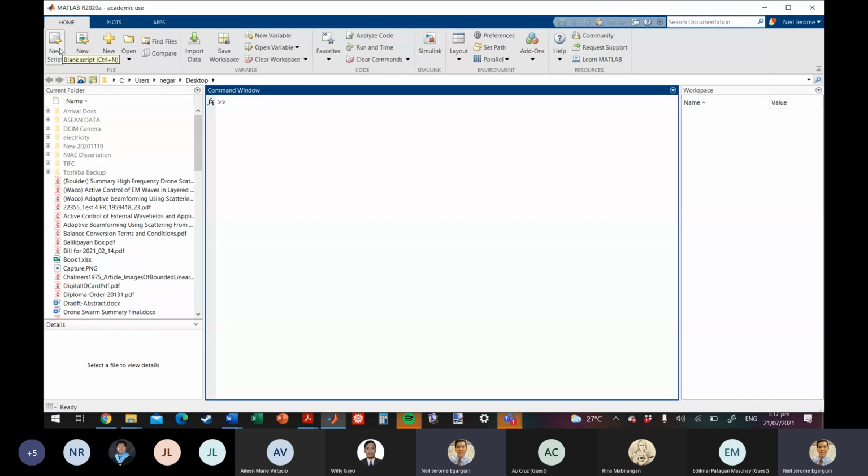I hope nakikita nyo yung cursor. Hold on, let me open my, okay, go. Open ko lang yung isang monitor. Okay, there you go. Yep. So I think you can see my cursor here. So you can click on New Script over here on the top left.